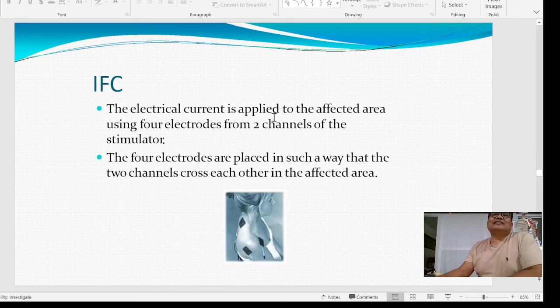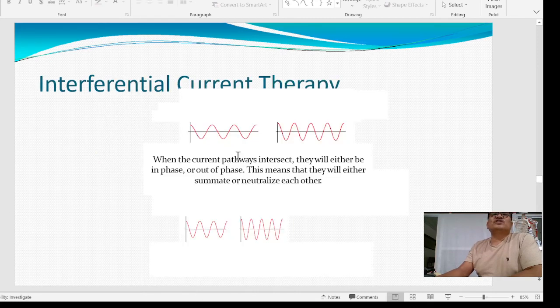The electrical current is applied to the affected area using 4 electrodes from 2 channels of the stimulator. The four electrodes are placed in such a way that the two channels cross each other in the affected area. So they cross, no? One channel fires its regular shape, and the other is different.